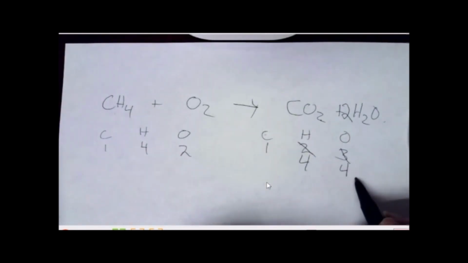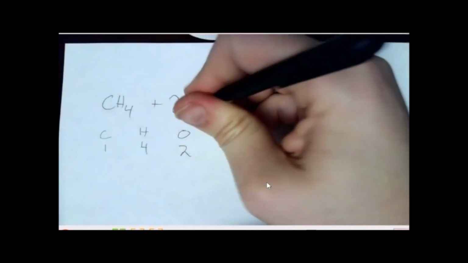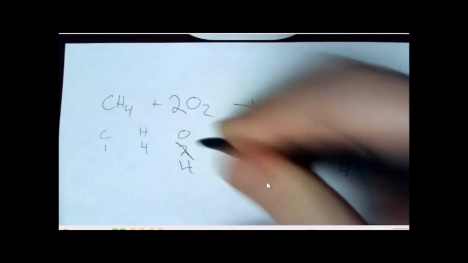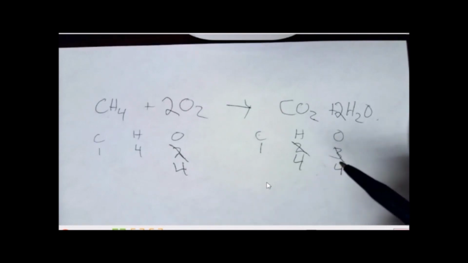Next step is to approach the oxygen. Oxygen 4, oxygen 2. How do I do that? I put a 2 here. And we have 4, 4, 4, 4, 1, 1. It is balanced. Let's try another one.